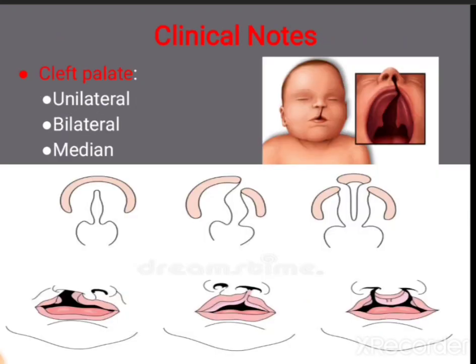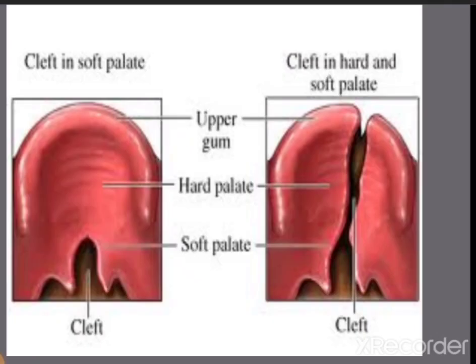Then the clinical anatomy regarding this is the cleft palate. Cleft palate is the ununited processes which are forming the soft palate. So it can be unilateral, that is on the one side. It can be bilateral, that is present on both the sides. It can be median, that is in the midline. So there is this cleft in the soft palate. There may be the chances for cleft in soft as well as hard palate.